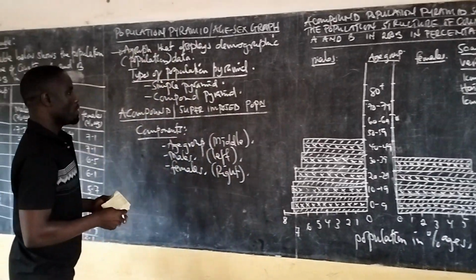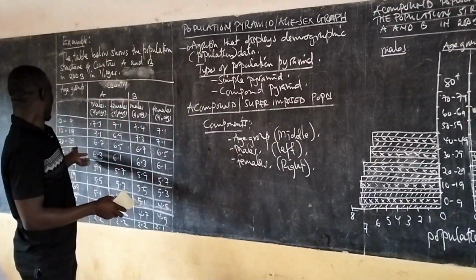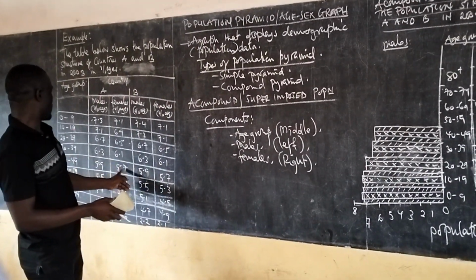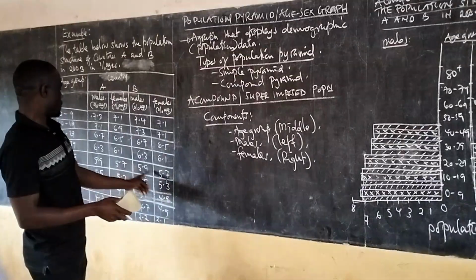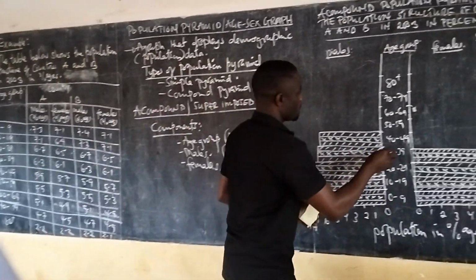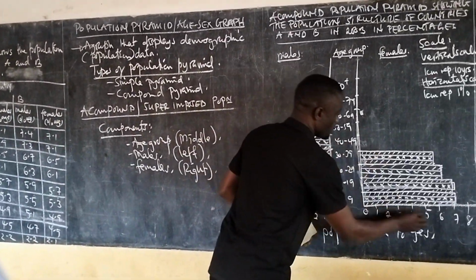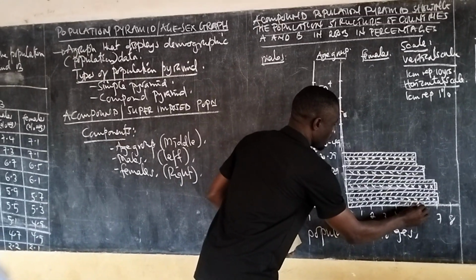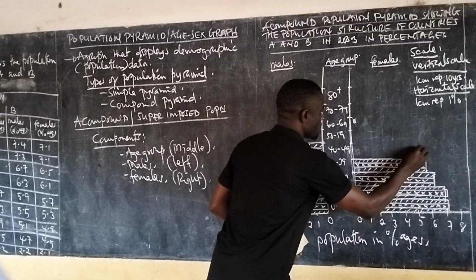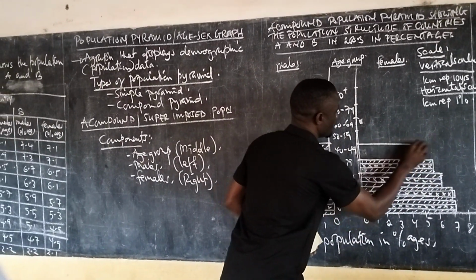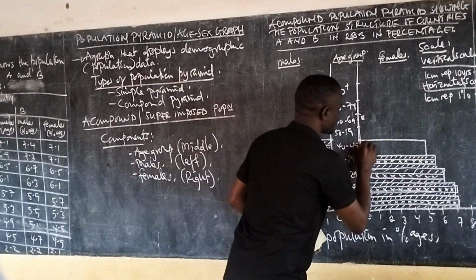So we go to 40 to 49 females. 5.7, 5.7 around here.